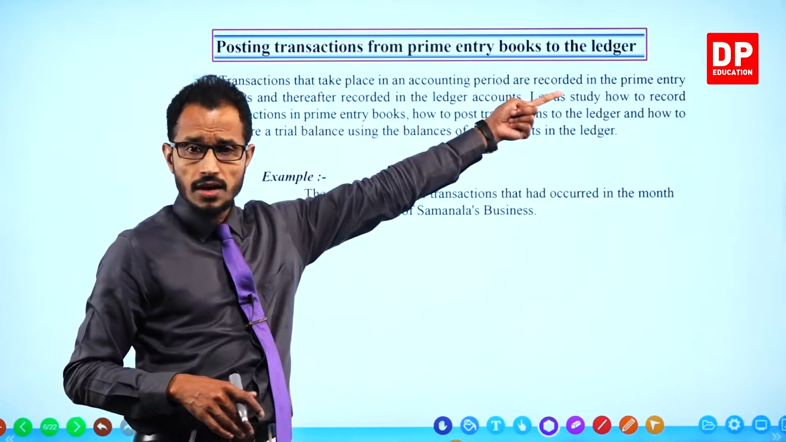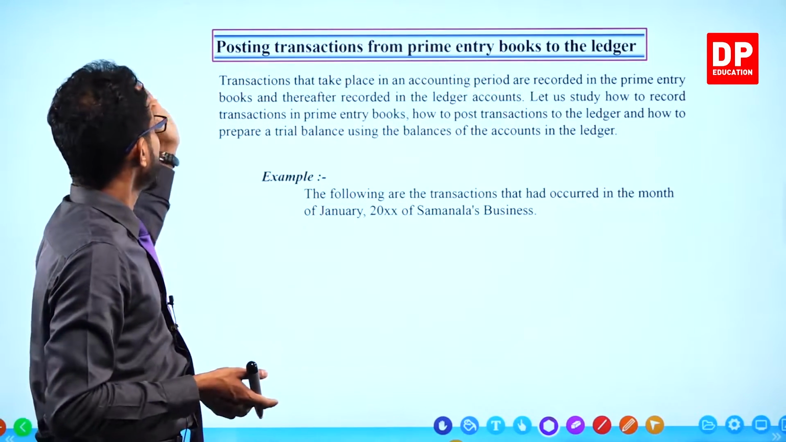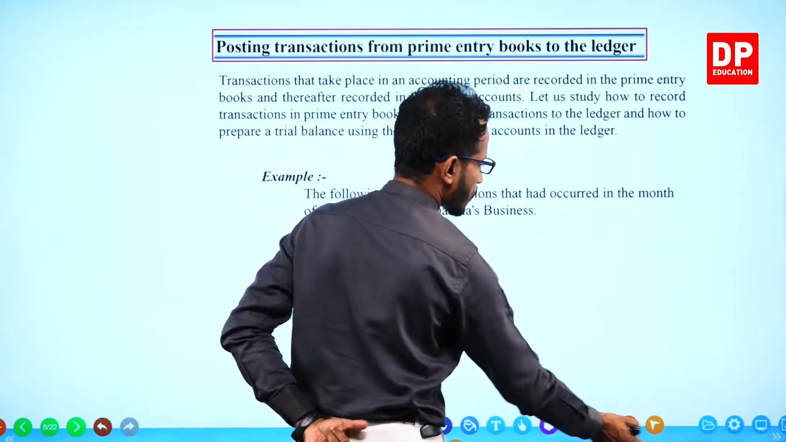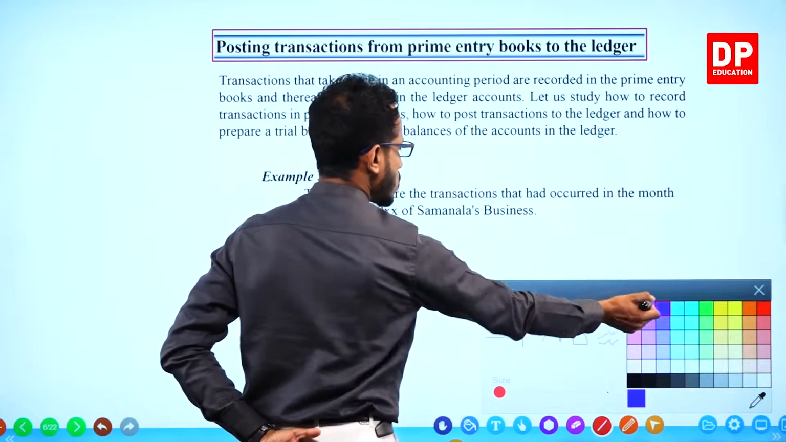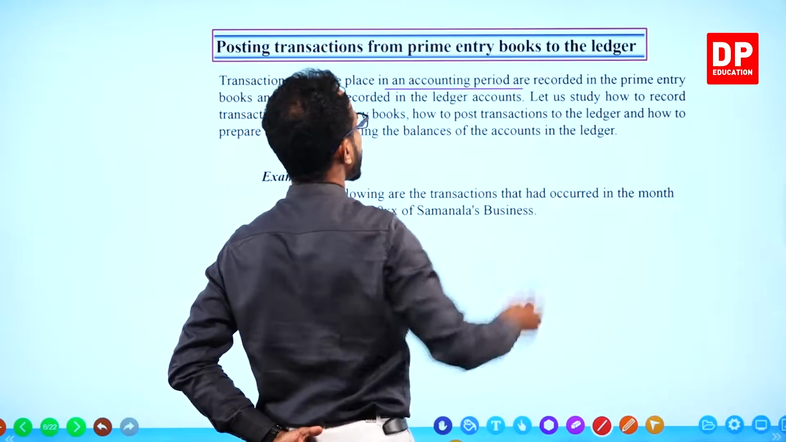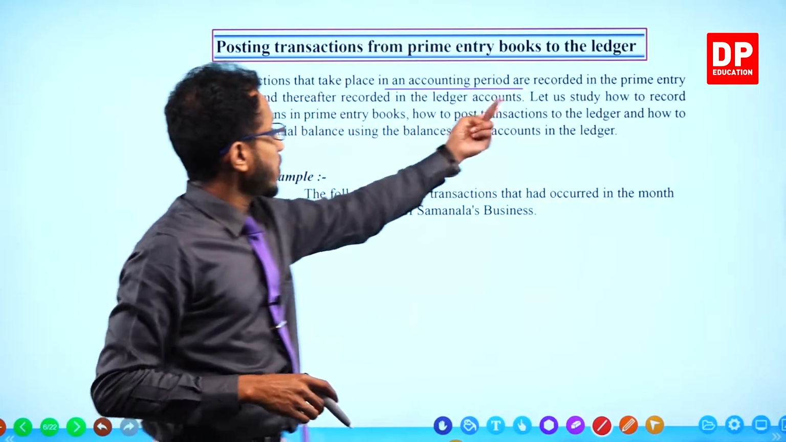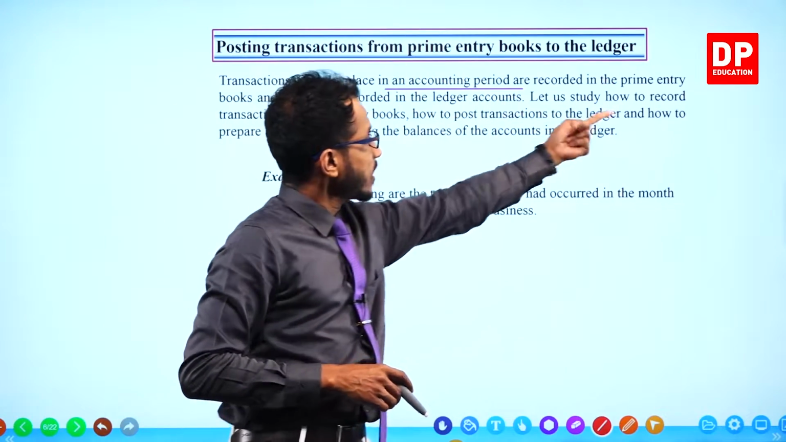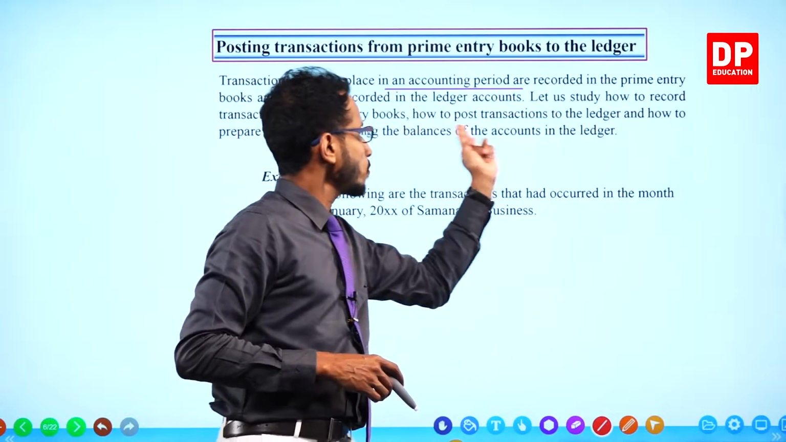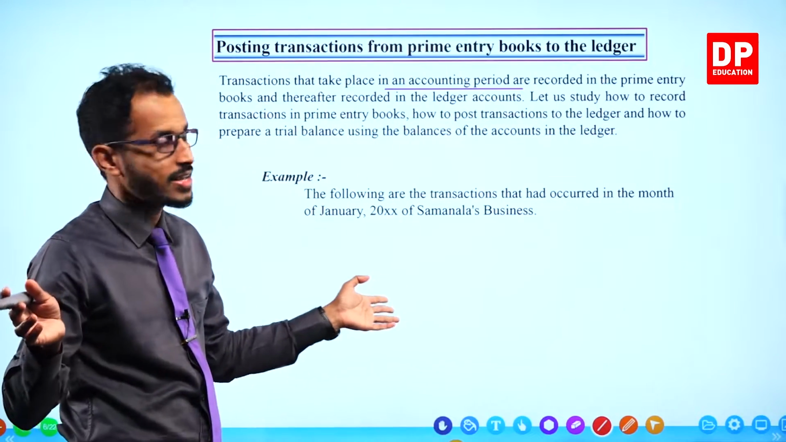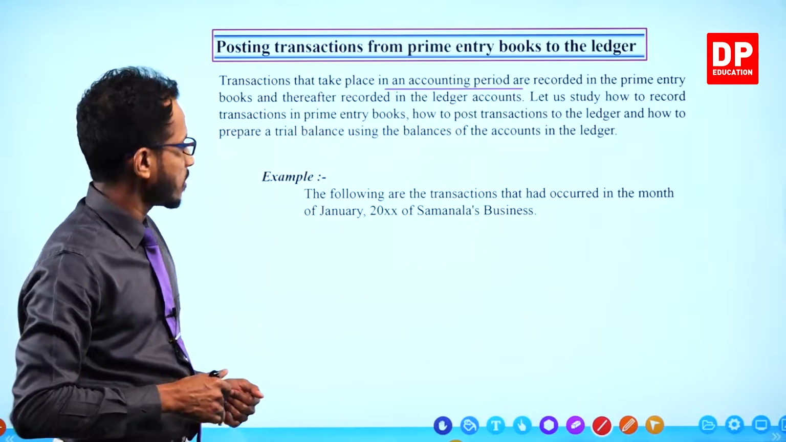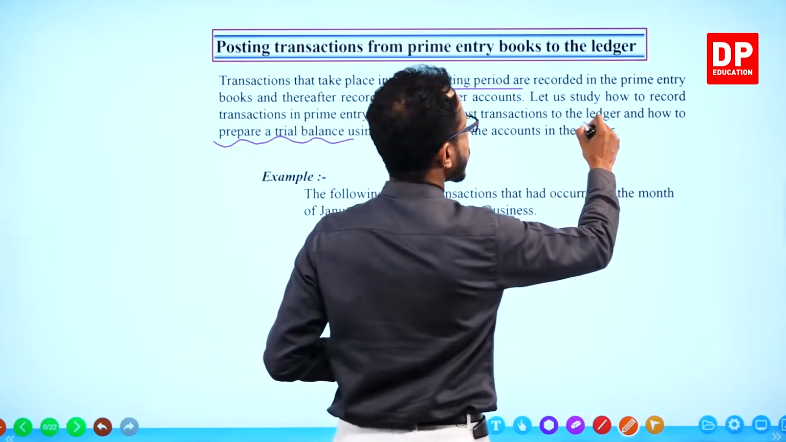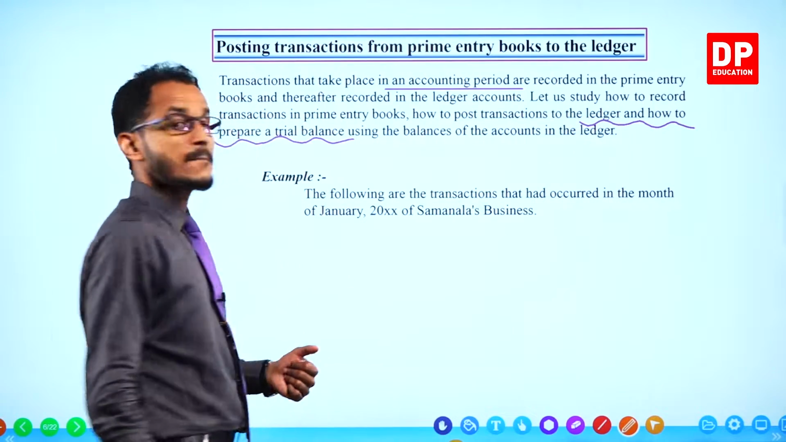That's what is given here. Transactions that take place in an accounting period, just like I said, period, are recorded in the prime entry books and thereafter recorded in the ledger accounts. Let us study how to record transactions in prime entry books, how to post transactions to the ledger, and how to prepare a trial balance. This is the most important part: how to prepare a trial balance from the ledger balances.